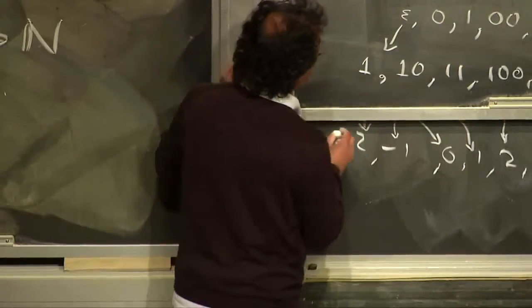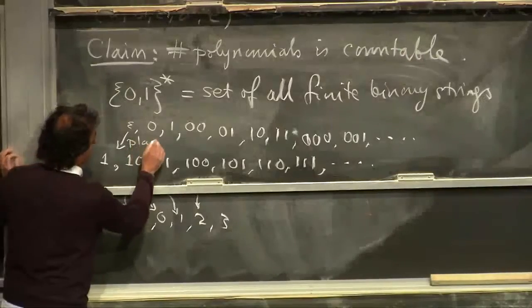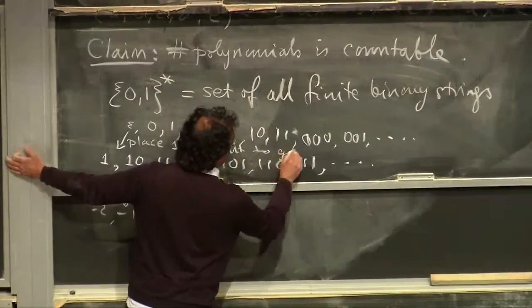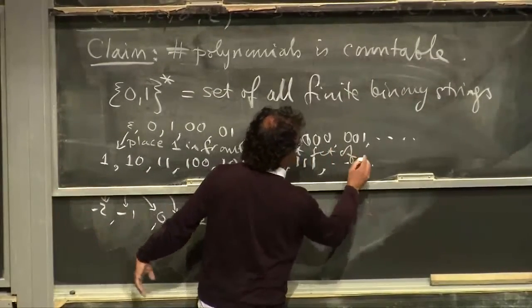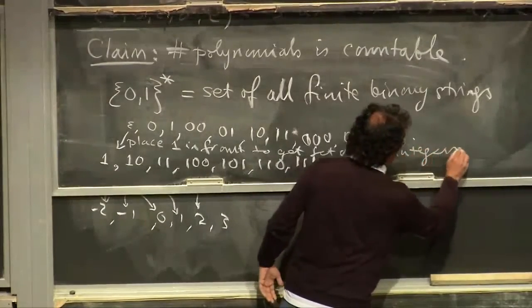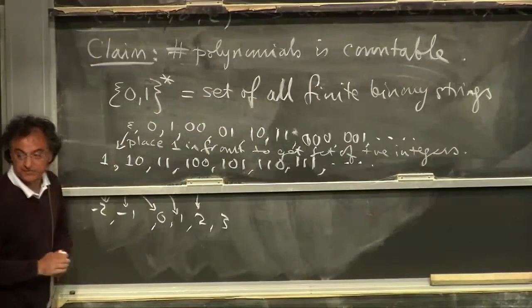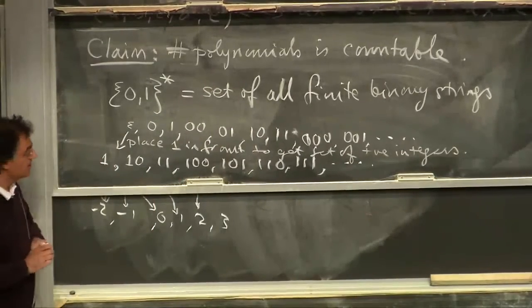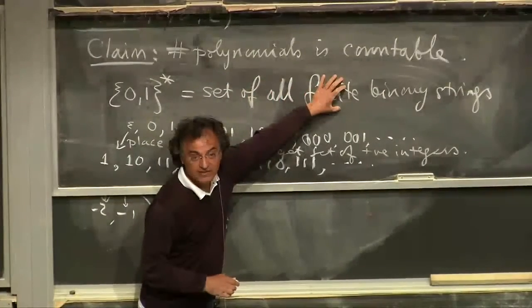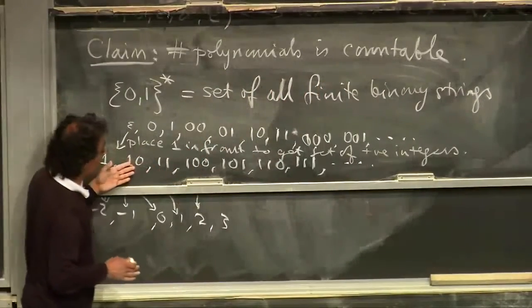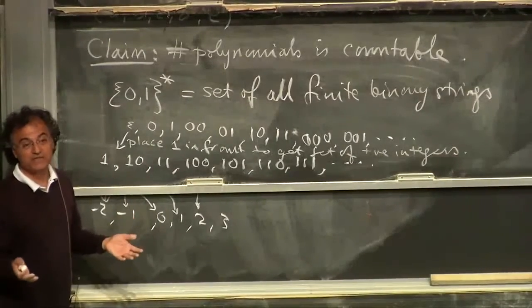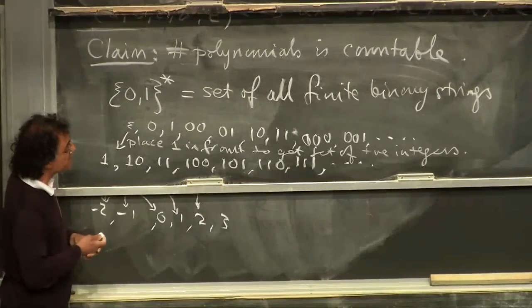So what we did was place a 1 in front to get the set of positive integers, and therefore it's countable. We wanted to show this set is countable. That's the set of all finite binary strings, and we just looked at it the right way, and we saw it was the same as the set of positive integers, which is the same as the set of natural numbers.